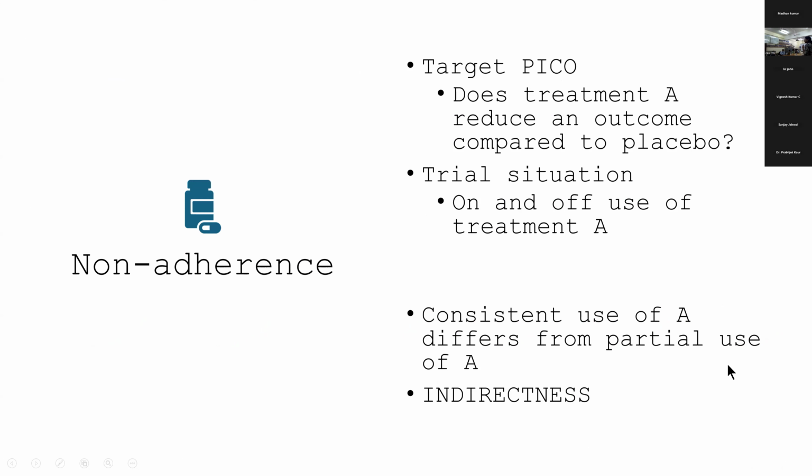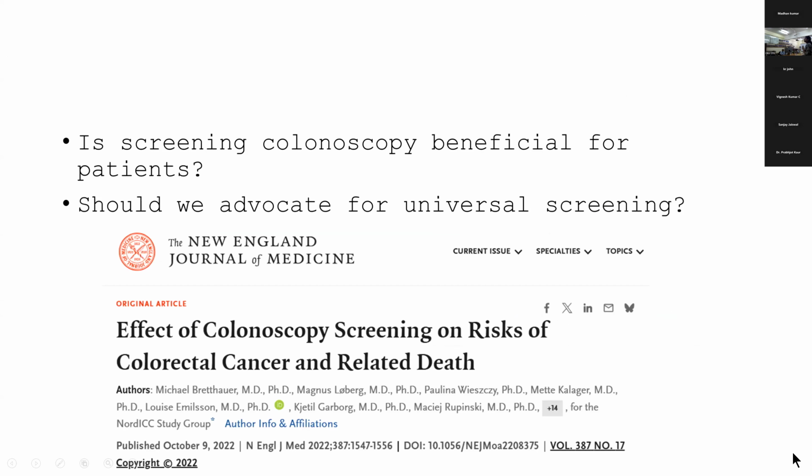So suppose you have a target PICO. Does treatment A reduce an outcome compared to placebo? Okay, for example, let's look at amlodipine for hypertension. Suppose in your trial situation, you find that your patients are not taking amlodipine regularly. They're taking maybe 50% of the days amlodipine. What happens? There's a complete difference. Now you're not looking at consistent use of amlodipine. You're actually looking at partial use of amlodipine. Does it help in blood pressure control? So you can see that there is indirectness at play. Another example I'll show you.